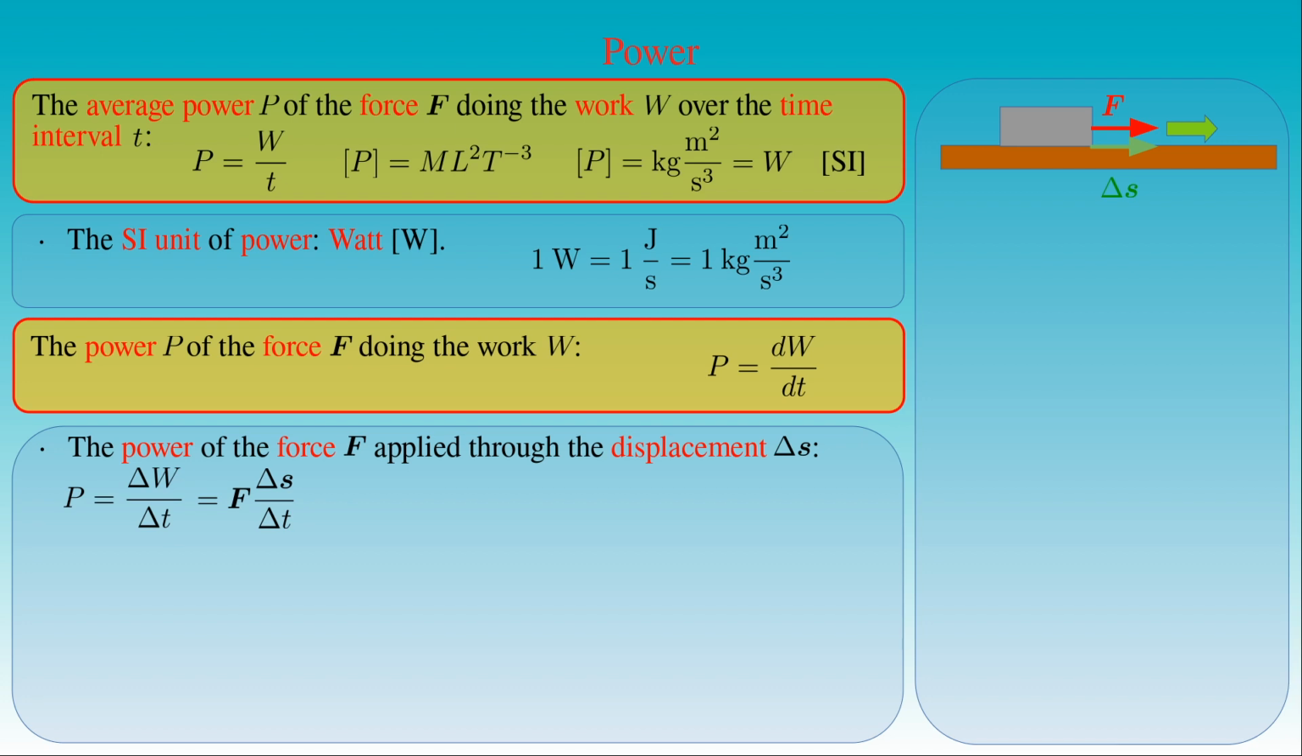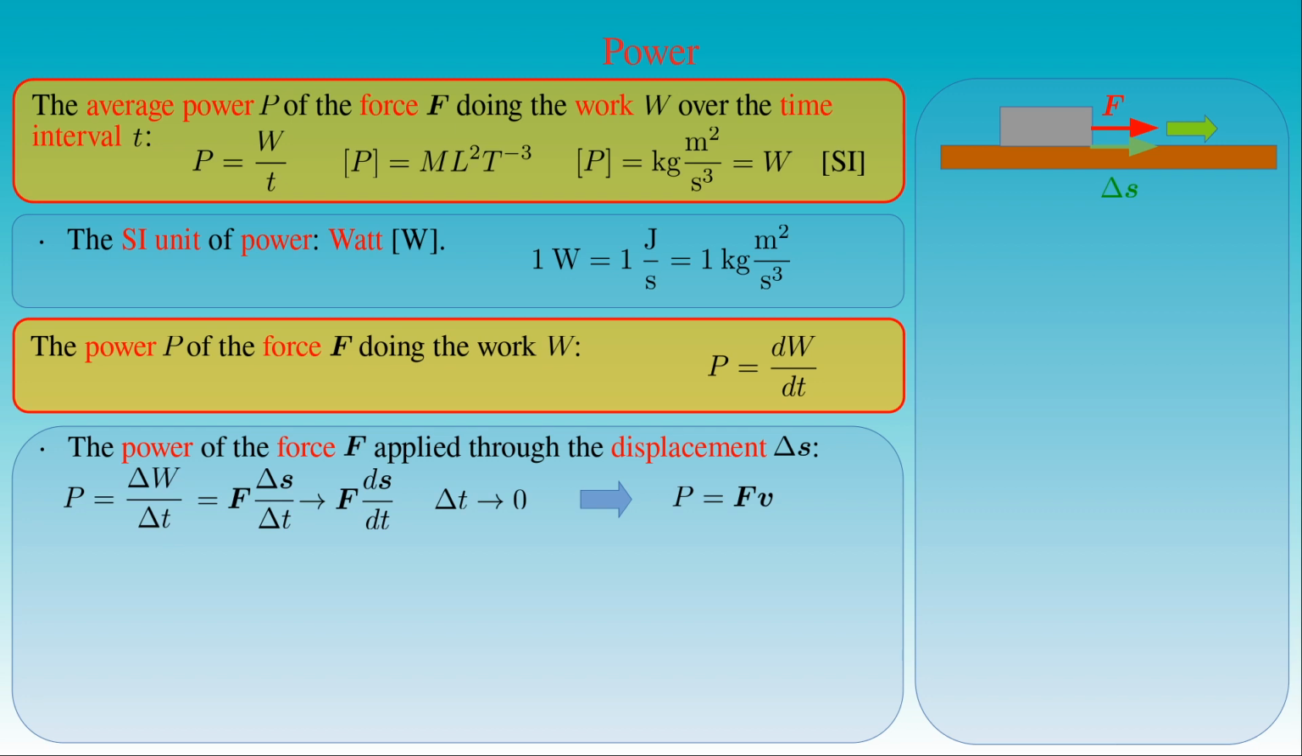Then the instantaneous power P of the force F over the time interval delta t is given by the scalar product of the force F and the ratio of the displacement vector delta S to the time delta t. By taking the limit of this expression as delta t tends to 0, we can write the ratio as the derivative of the displacement S with respect to the time t, which is equal to the instantaneous velocity v of the body. As a result, the instantaneous power P of the force F is equal to the scalar product of the force F acting on the body and the velocity v of the body.